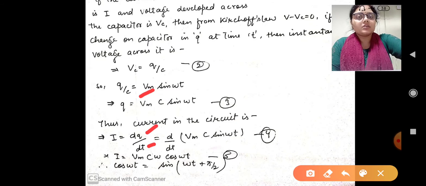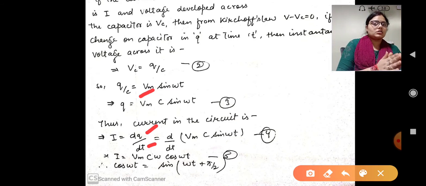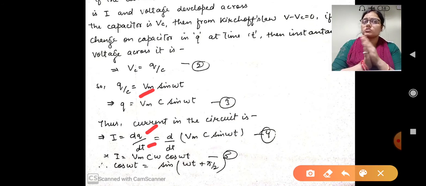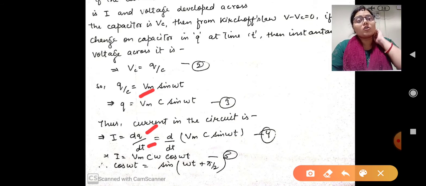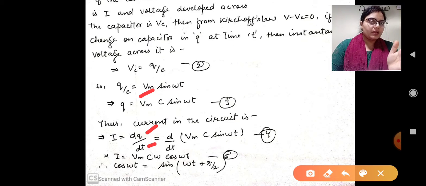So I is equal to dq upon dt. Now we have to put the value of q over here. The value of q from equation number 3 is Vm C sin omega t. Now Vm is a constant, it will come in front. C is a constant, it will also come in front. The derivative of sin omega t is cos omega t, and the constant term also comes ahead in multiplied form. As I told you, in integration it is in the dividing portion, and for differentiation it is in multiplied form. So I is equal to Vm C omega cos omega t.